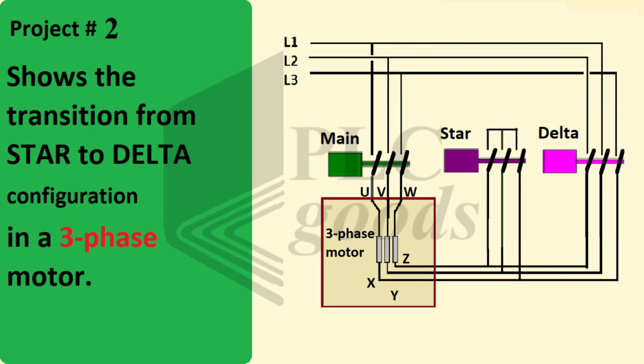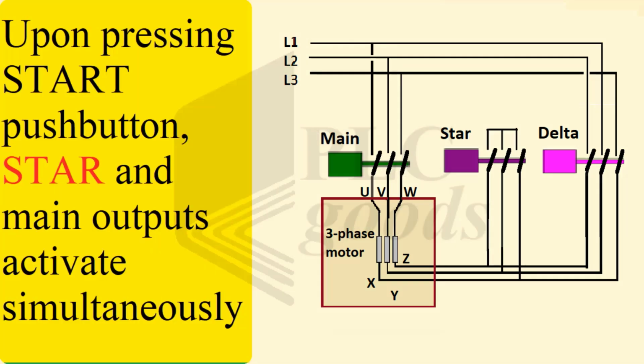Project number 2. Hello everyone. In this project, we would like to write a PLC program to show the transition from a star to delta configuration in a three-phase motor based on the following conditions.